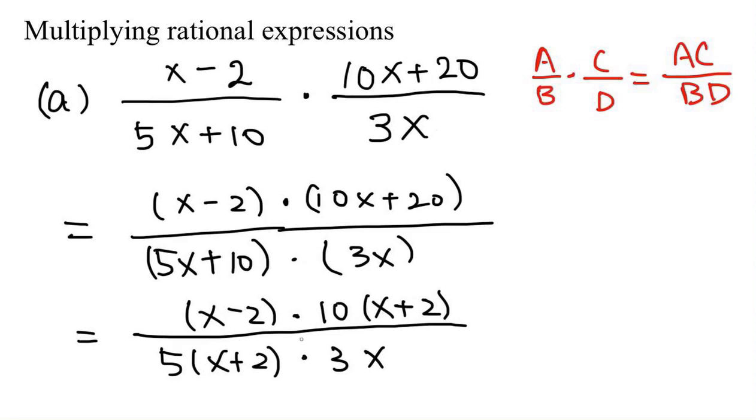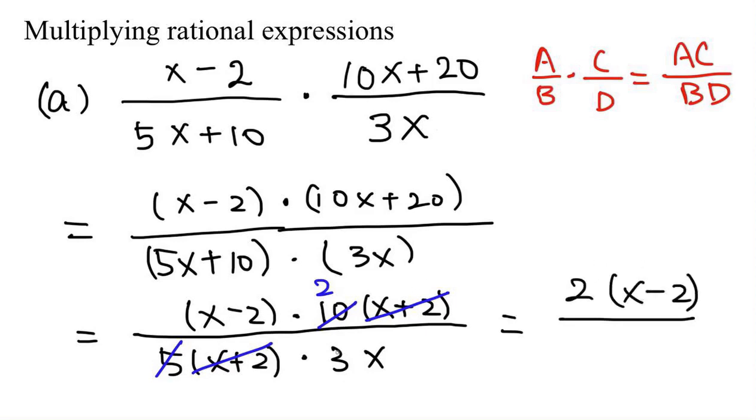Now we see some common factors. See, 5 and 10, 5 is a common factor, so we cancel 5 out. That's going to leave 2 here. And then we can also cancel x plus 2 out. And then what is left? We are left with 2 times x minus 2 in the numerator and 3 times x in the denominator. So we've got our answer.